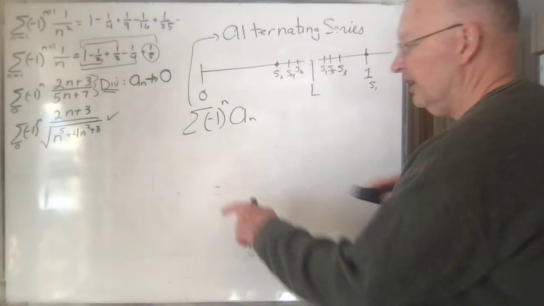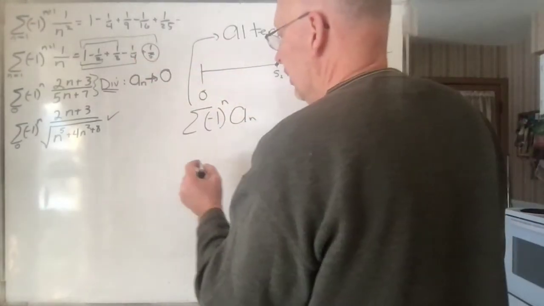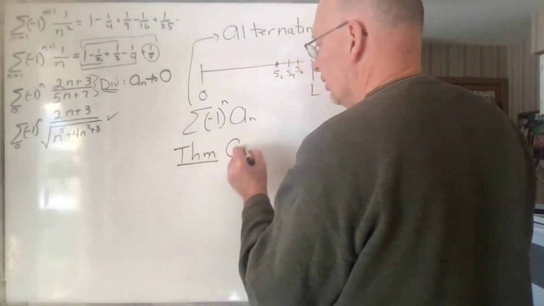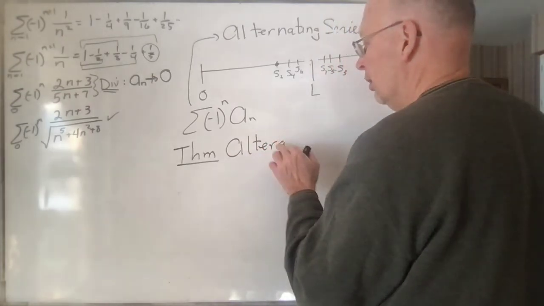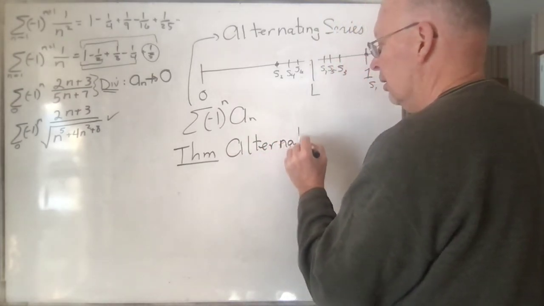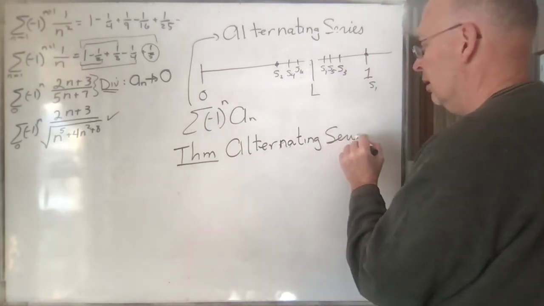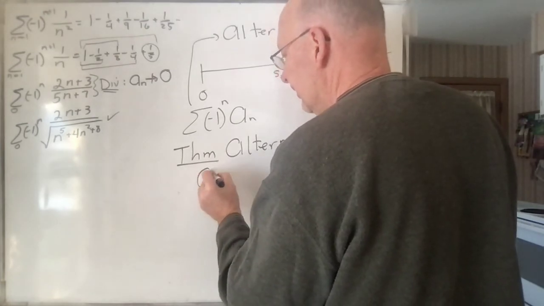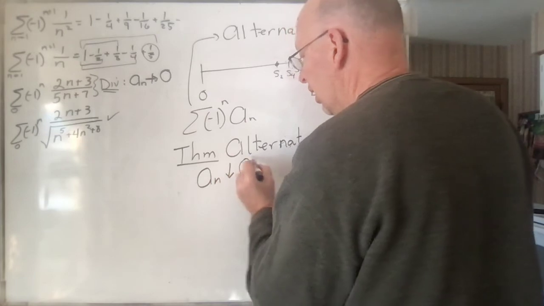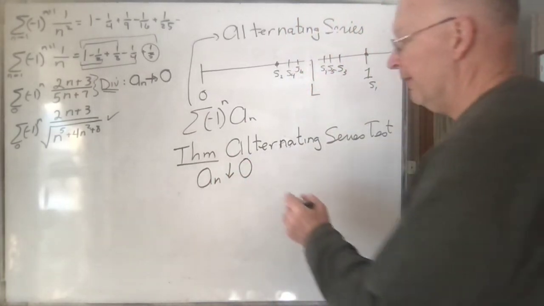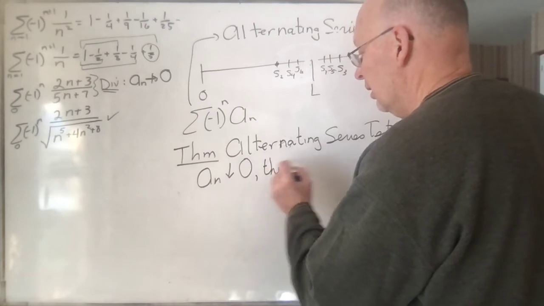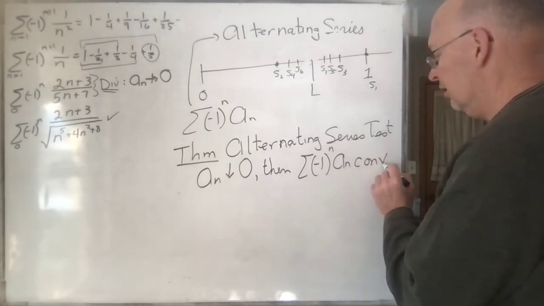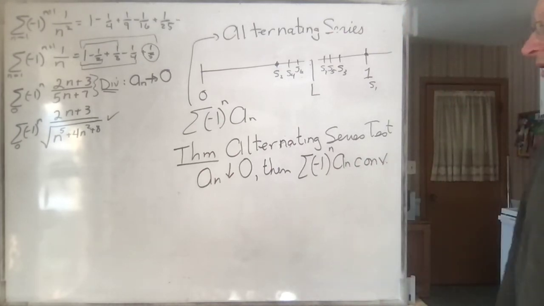This is true for any series that has the same property as this one: it converges. So here's our theorem. It's called the alternating series test. Okay, and here's what it says. It's kind of easy to say. It just says that if these things are monotonically approaching zero, then this series converges.